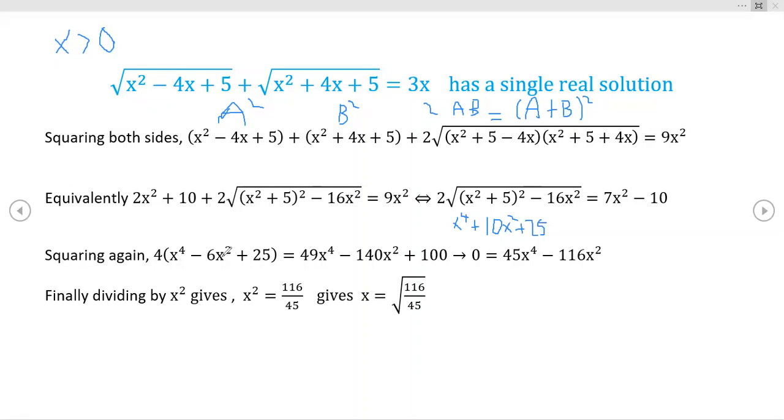Now, what makes this work, and not just any of these forms will work, is that notice right here we have 4 times 25 is 100. And now when you expand this out, when you square 7x squared minus 10, you get this part right here, 49x to the 4th minus 140x squared plus 100. Let me just write it directly above: 7x squared minus 10, quantity squared.